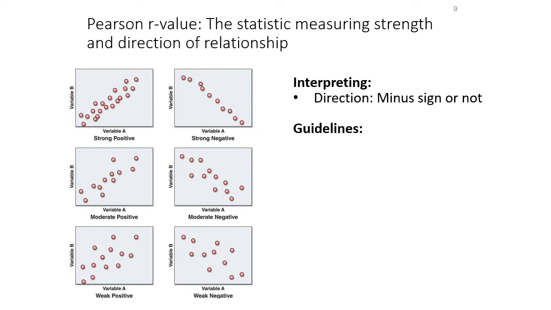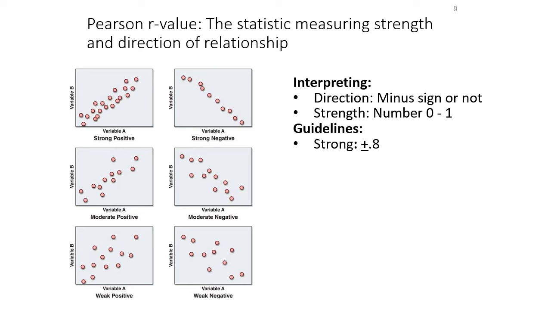So the direction, how do you tell what the Pearson correlation coefficient means? You first look at the direction, whether there's a minus sign or not. And if there's no sign, that means it's positive. And secondly, you look at the strength, a number from 0 to 1. So the sign just tells the direction and the number tells the strength.